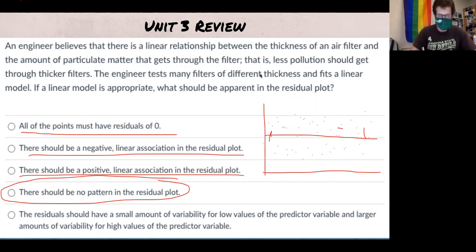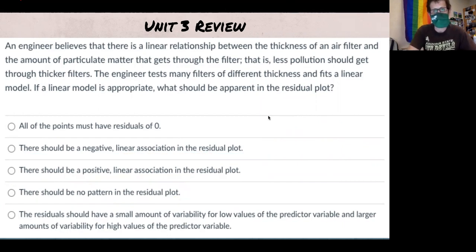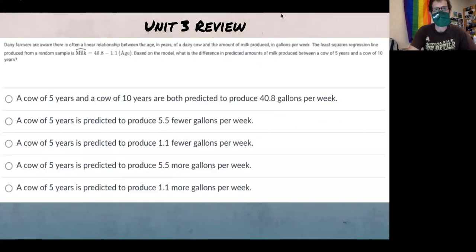Okay, so I'm going to go ahead and move on to the next problem. I'll let you guys read this and figure this out.